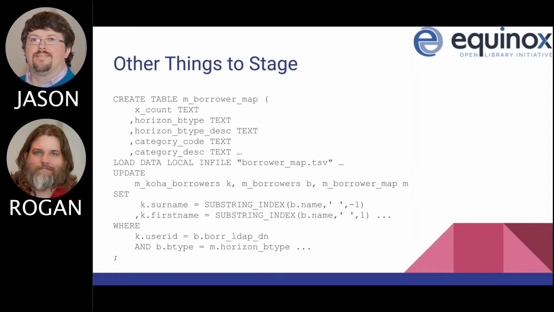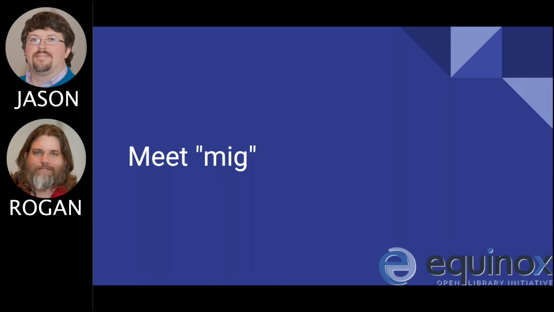and then you can do table joins and do your manipulations that way. Now, all through this, we've talked about bad ways to do things and good ways to do things, but we haven't really talked about how MIG plays into it. So we're going to do that now.